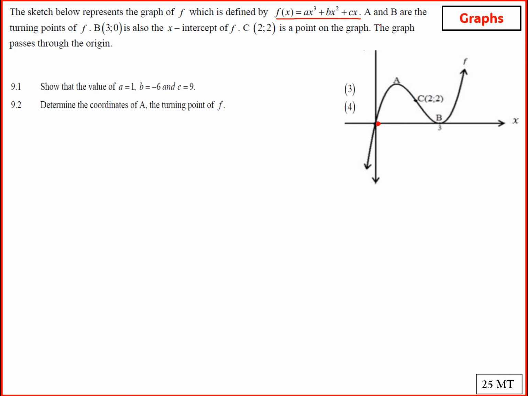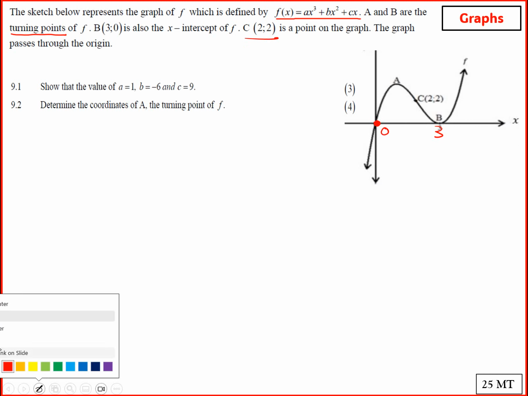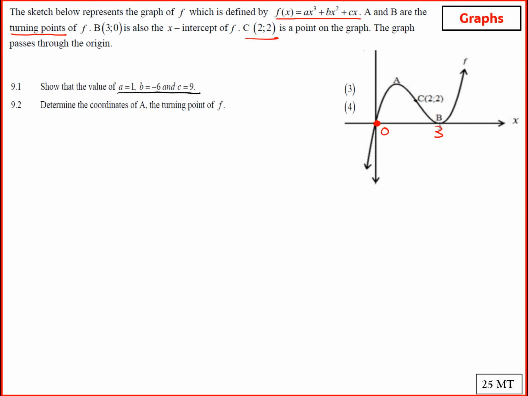And then it goes on to tell us that A and B are the turning points of f. B(3, 0) is also the x-intercept. So there's our 3, it's an x-intercept, and it is a turning point. They gave us a random point, C(2, 2), a point on the graph. The graph passes through the origin, and we know the coordinates of the origin would be (0, 0). The first question here is to show that the value of a is 1, b is minus 6, and c is 9.